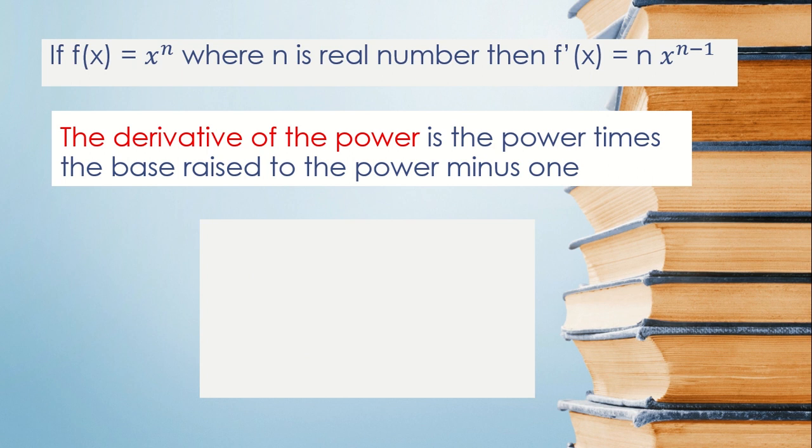Ngayon, kapag yung nakikita niyo yung nasa top, yung nakasulat, if f of x is equal to x raised to n, where n is a real number, then the derivative of x is equal to n times x raised to n minus 1. So, kung makafocus tayo dyan, mahirap talaga. So, ang gagawin natin para makabisado natin yung derivative of the power formula, dun tayo sa kanyang definition. It says, ito yung kakabisaduhin natin. The derivative of the power is the power times the base raised to the power minus 1.